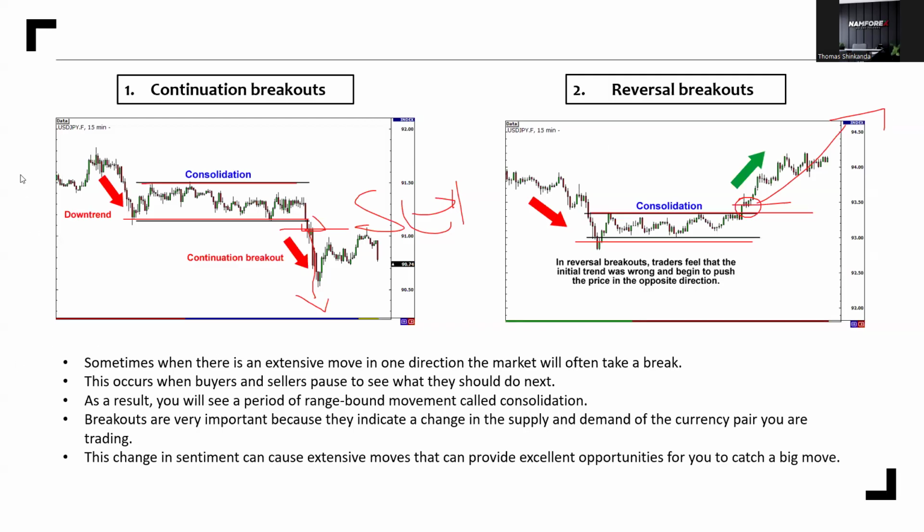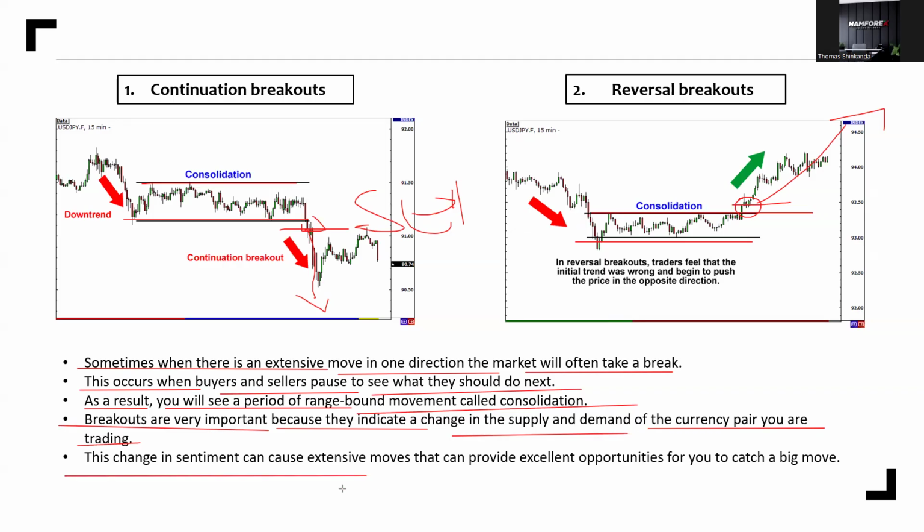Sometimes when there's an extensive move in one direction, the market will often take a break. This occurs when buyers and sellers pause to see what they should do next. As a result, you will see a period of range-bound movement called consolidation. Breakouts are very important because they indicate a change in supply and demand of the currency pair you are trading. This change in sentiment can cause an extensive move that can provide an excellent opportunity for you to catch a big move. Okay.